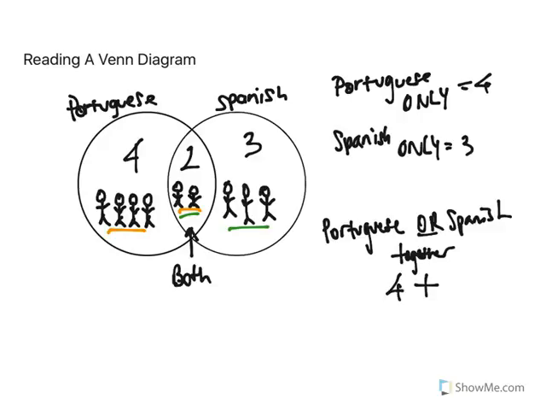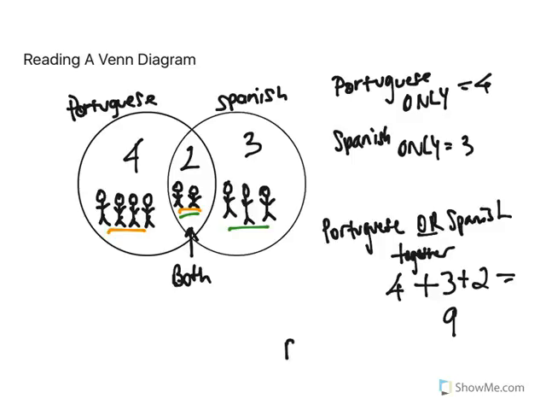So we have 4 for the Portuguese, 3 for the people that speak only Spanish, and 2 for the people that speak both, giving us a total value of 9 people. So we have 9 people total. So the number of people that speak Portuguese or Spanish is 9.